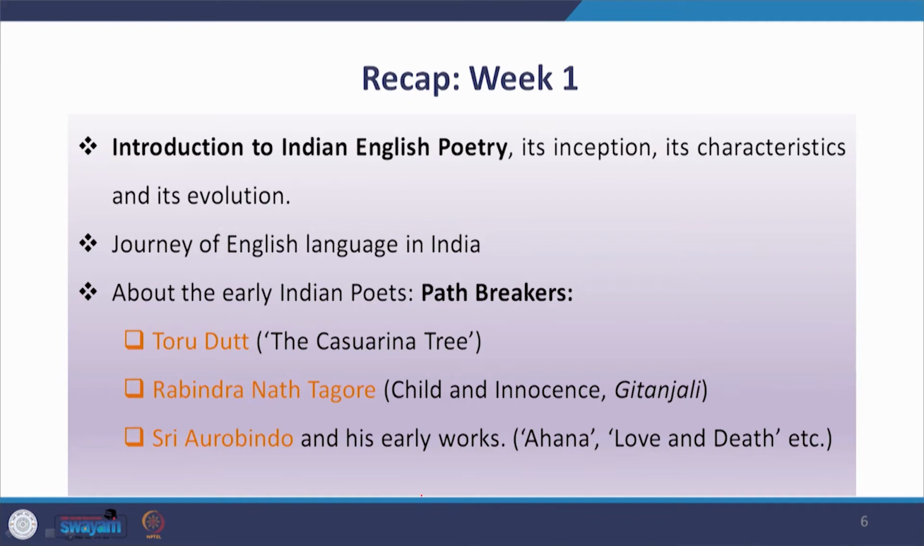If we have a look, in order to recap what we did, I think all that you have listened to in those 40 lectures will once again become alive, fresh in your memory. You might well remember that in the first week, we not only started with the introduction to Indian English poetry, its beginning, its characteristics, and its evolution, we also talked about the journey that Indian English literature had to face, especially in the prime periods. And in this regard, the path breakers that we called, namely Toru Dutt, Rabindranath Tagore, Sri Aurobindo, and many more.